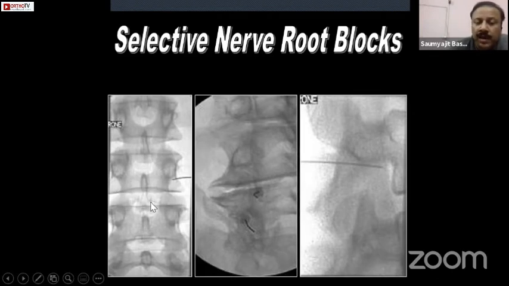The C-arm should be placed in such a way, with such a lordosis, that the disc spaces are absolutely staring at you. And this is the oblique view in which you can see that if this is the pedicle and this is the neck of the Scotty dog, that is where you inject.